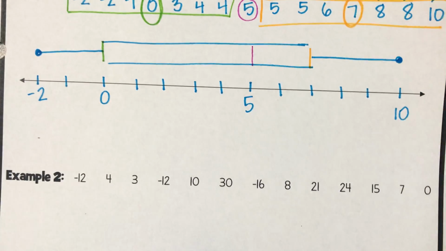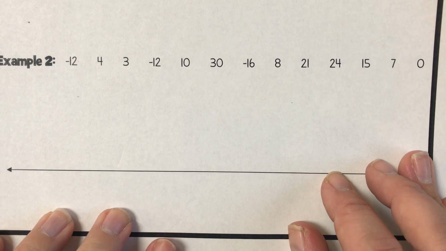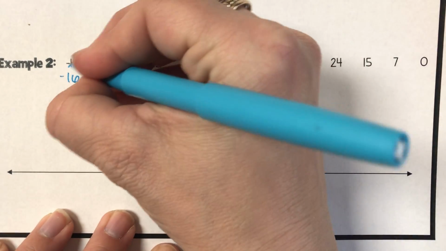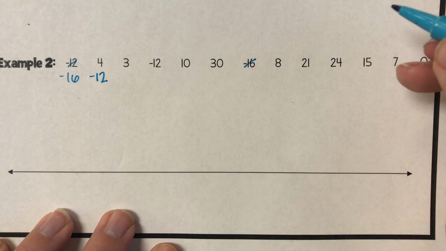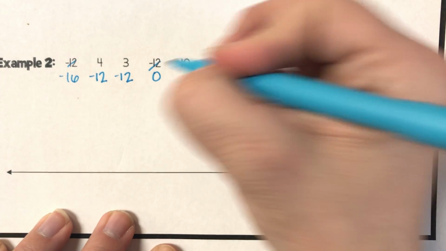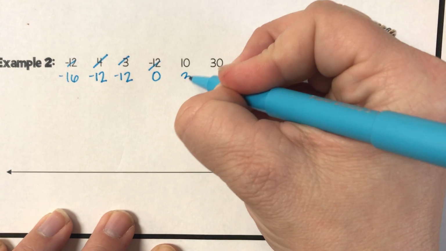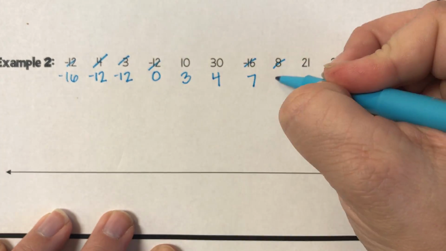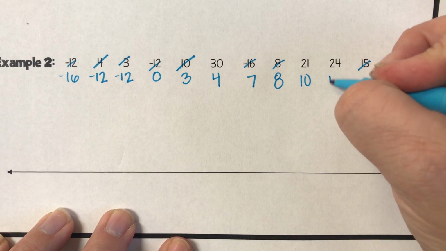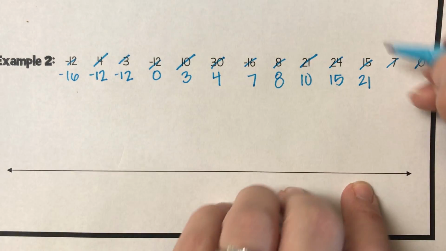So let's do example number 2 together. I'm going to put my numbers in order. Okay, my smallest number is -16. Then I have -12, another -12. Then I go to 0 first. And then I have +3, 4, 7, 8. And then I have 10, 15, 21, 24, and 30.